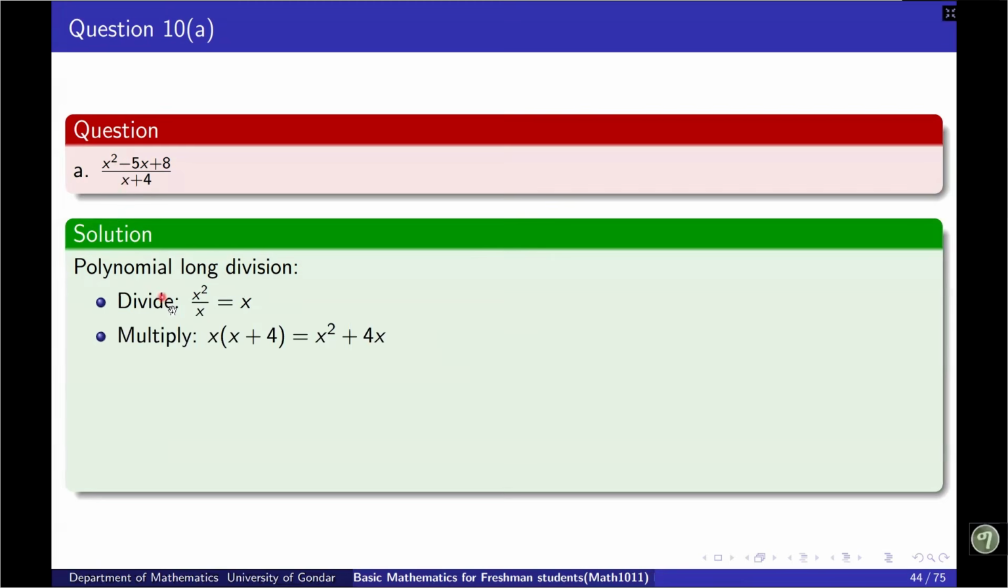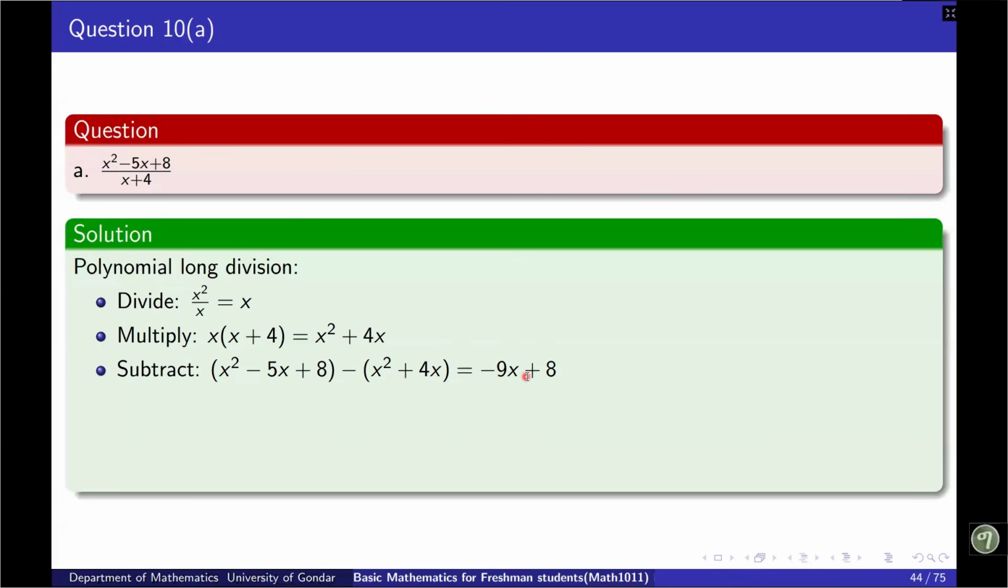And if we multiply the quotient by the denominator, we have x into x plus 4, which is x squared plus 4x. If we subtract this product from the numerator x squared minus 5x plus 8, we have minus 9x plus 8. So that is the first remainder, obtained at the first step.